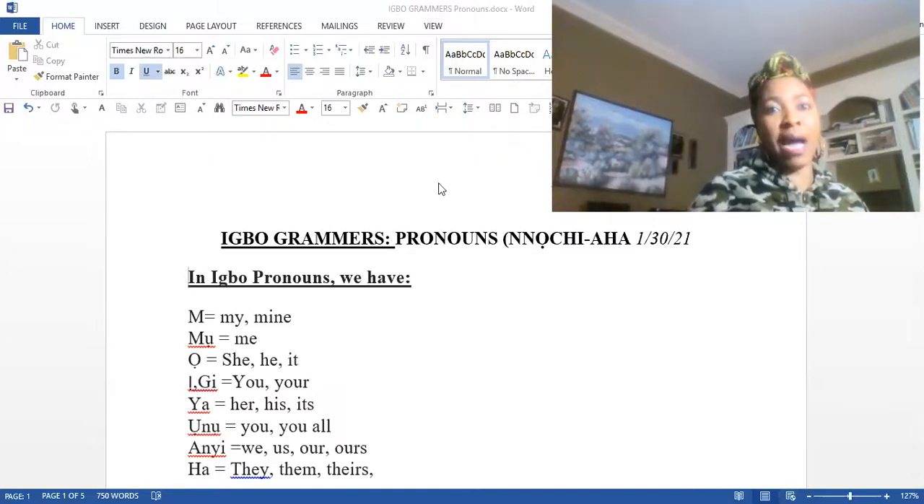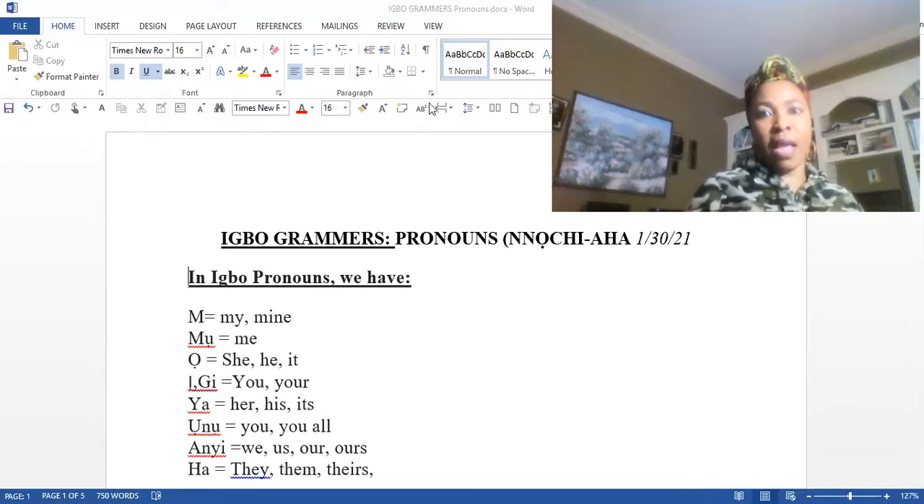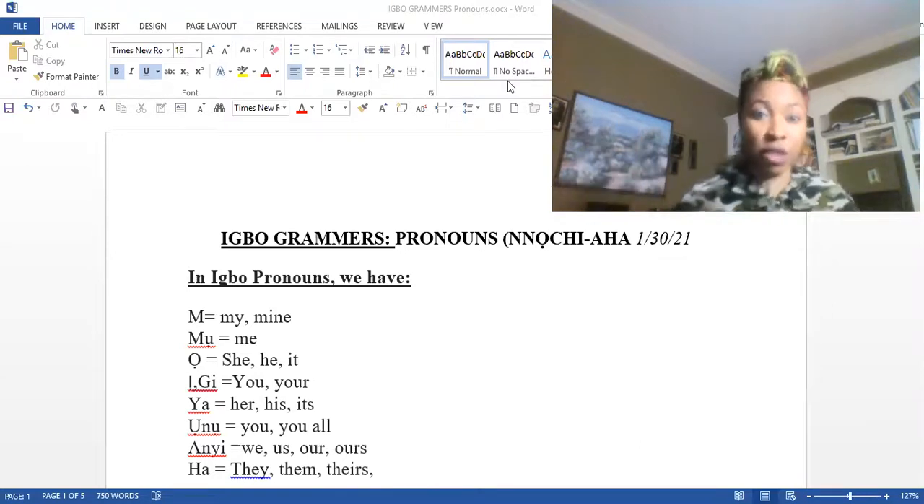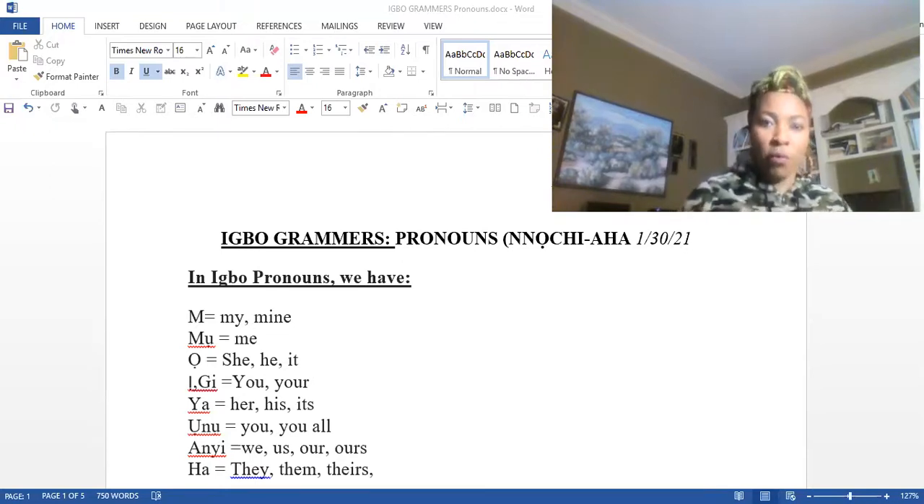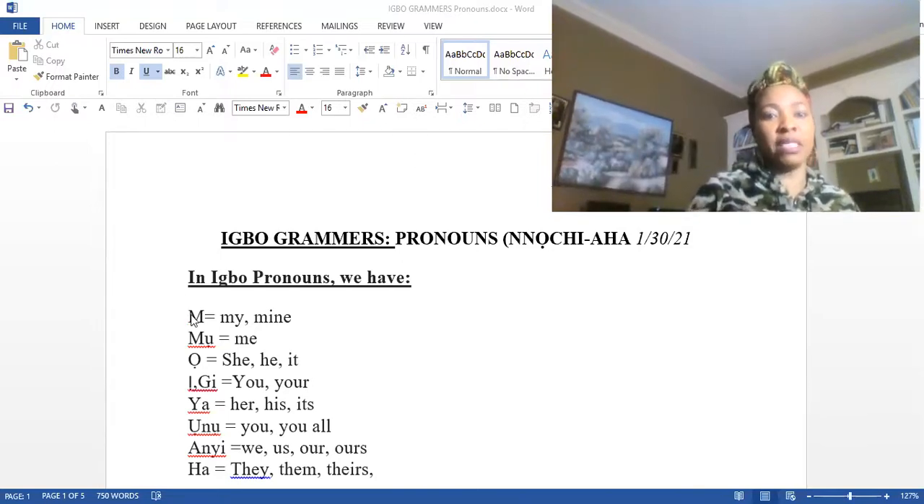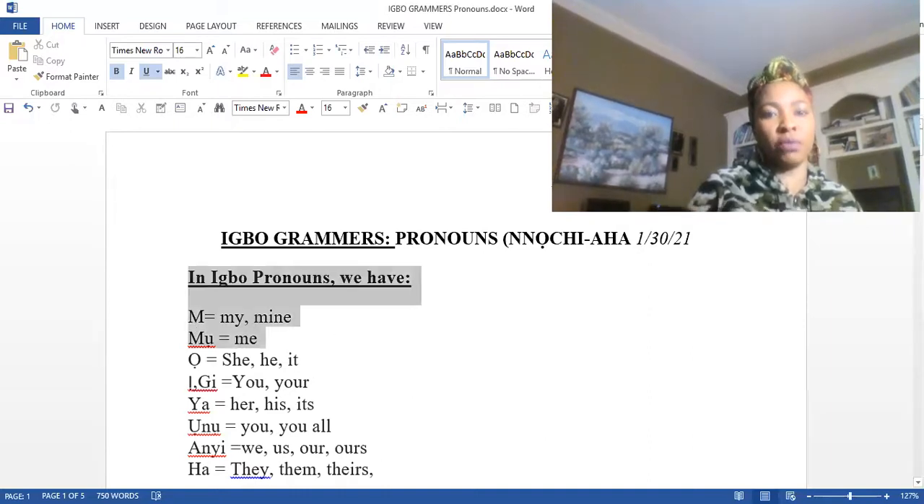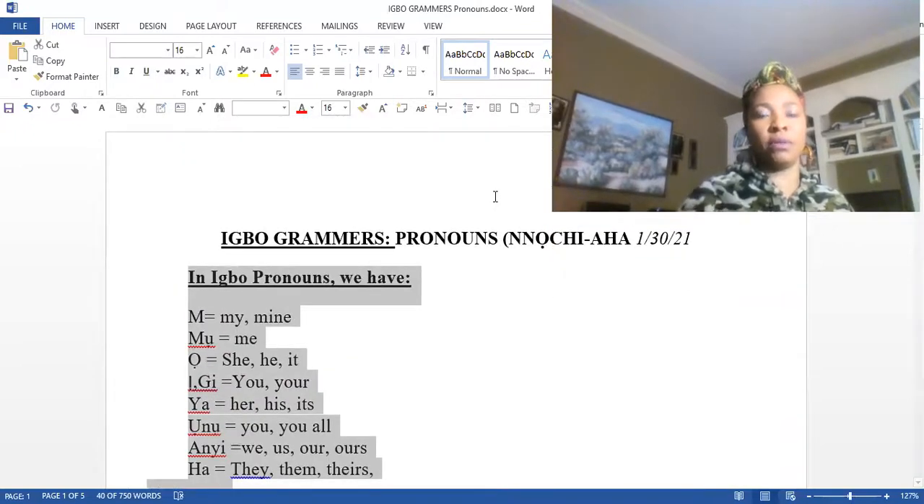So now I have Igbo pronouns here. And these are the Igbo pronouns we have. We have n, and this n is mine, okay? And we have mu, which is emu, with a dot underneath it. So let me make it big because I want you all to see what I'm doing. We're going to make it big.